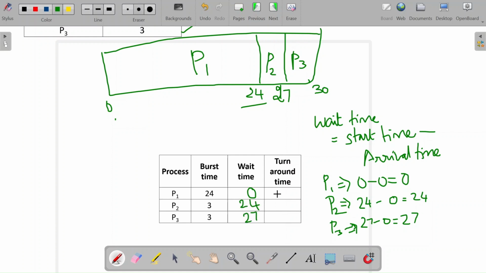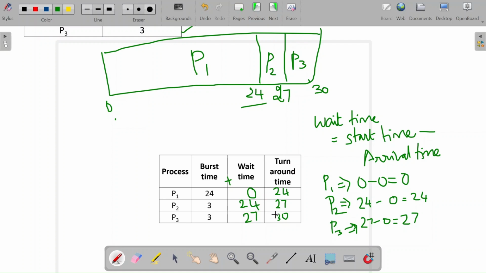How will you calculate the turnaround time? It is the sum of burst time plus wait time. We have to add both. So 24 plus 0, here it is 24. 24 plus 3 is 27. And 27 plus 3 is 30.